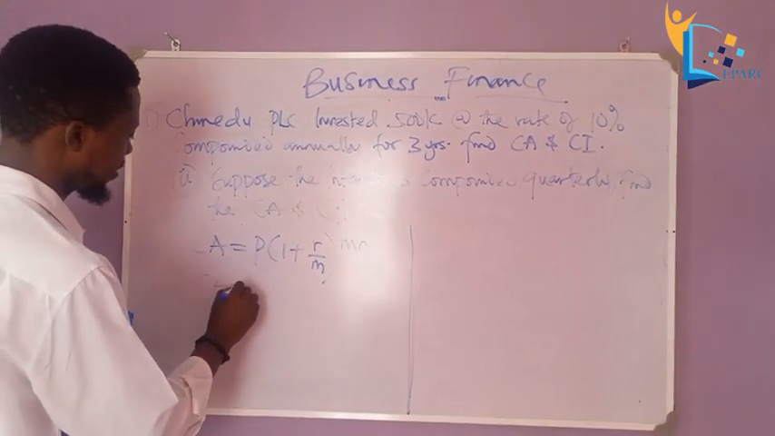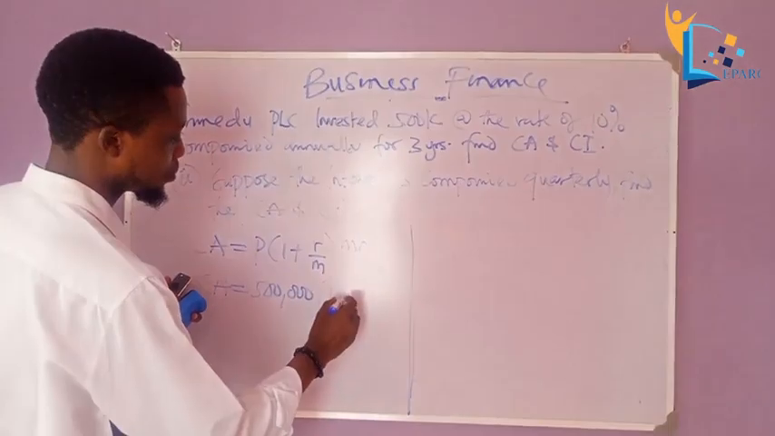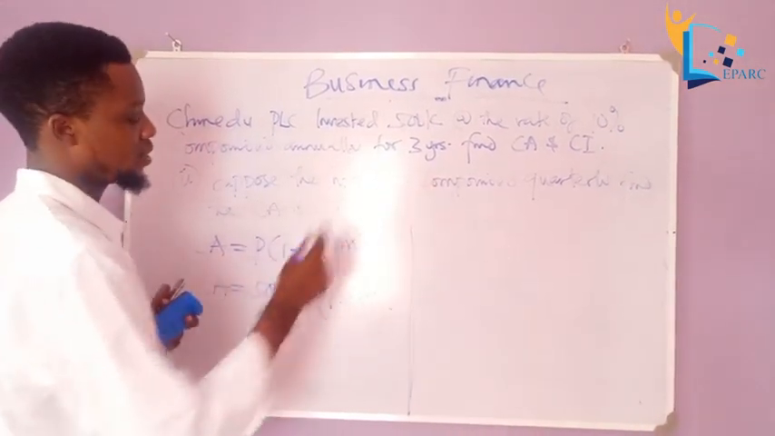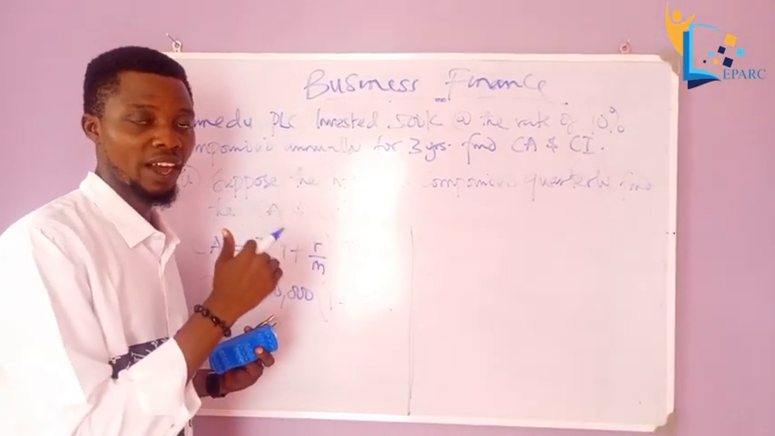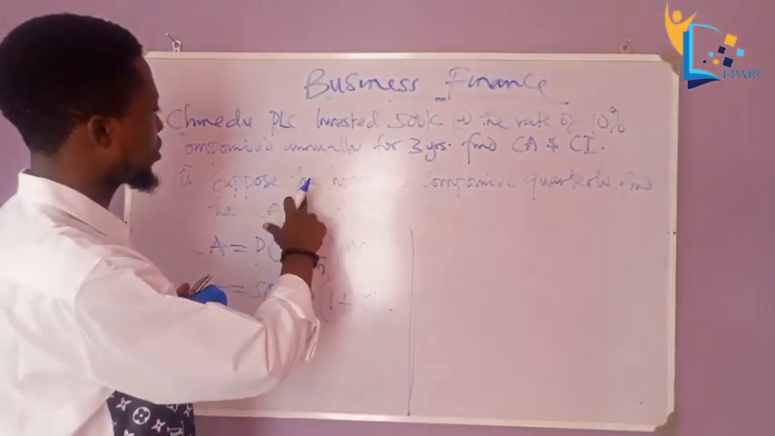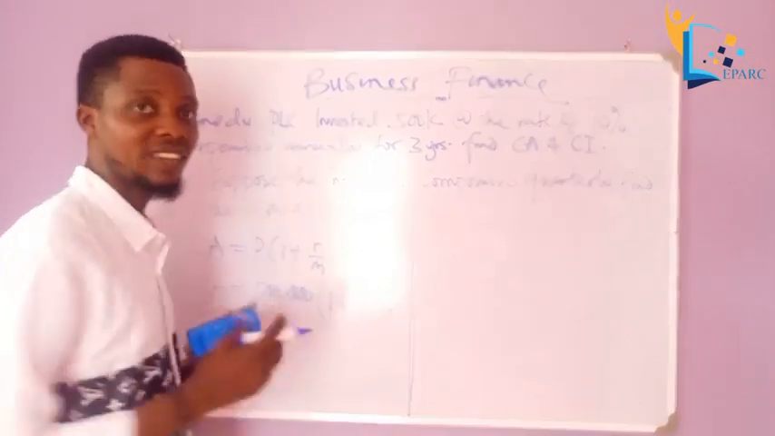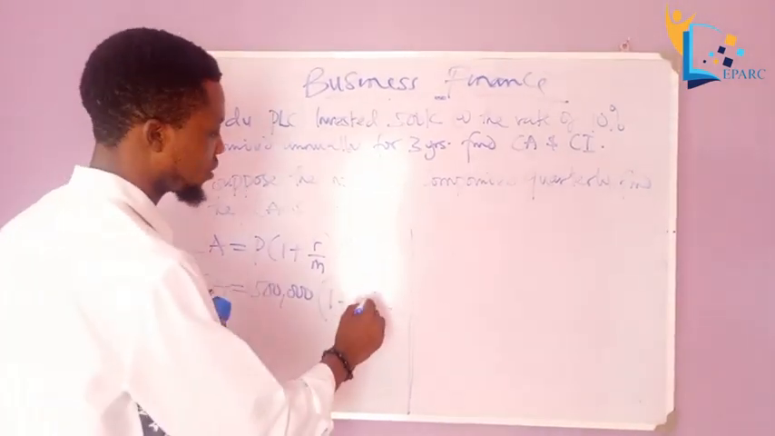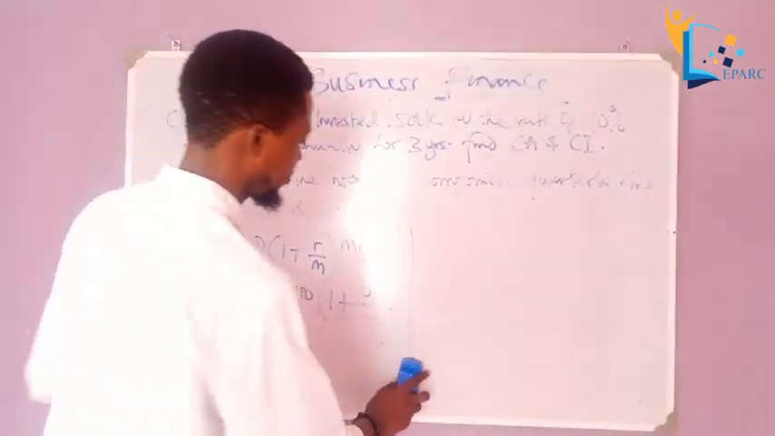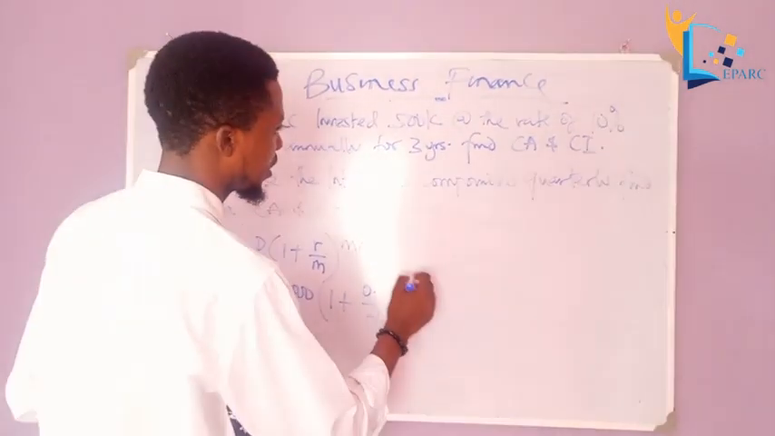So CA is equal to principal is 500,000. Brackets open 1 plus our rate is 0.1 all over M. Remember I told you when I was giving the formula that M is equal to the number of times interest is compounded within a year. Here they said the interest is compounded quarterly. Quarterly is how many times in a year? Quarterly is 4 times in a year. So you have over 4, close brackets, then raised to the power 4 times N is what?